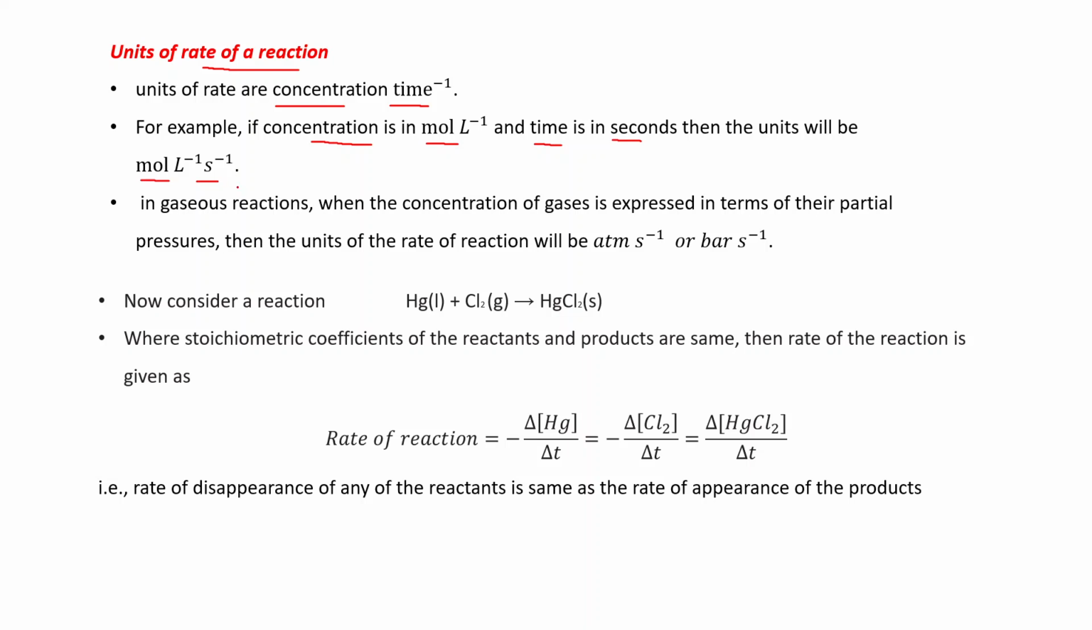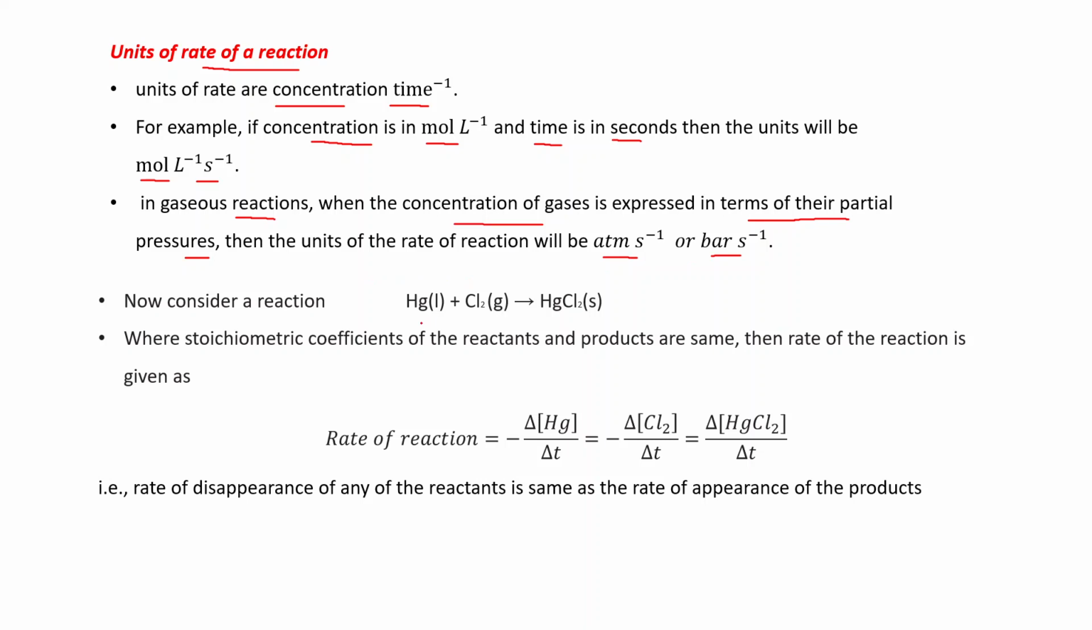In gaseous reactions, the concentration of a gas is expressed in terms of its partial pressure. Clear? And the unit of partial pressure is either bar or atm. Then we can say the unit is atm second inverse if time is in second, or bar second inverse.